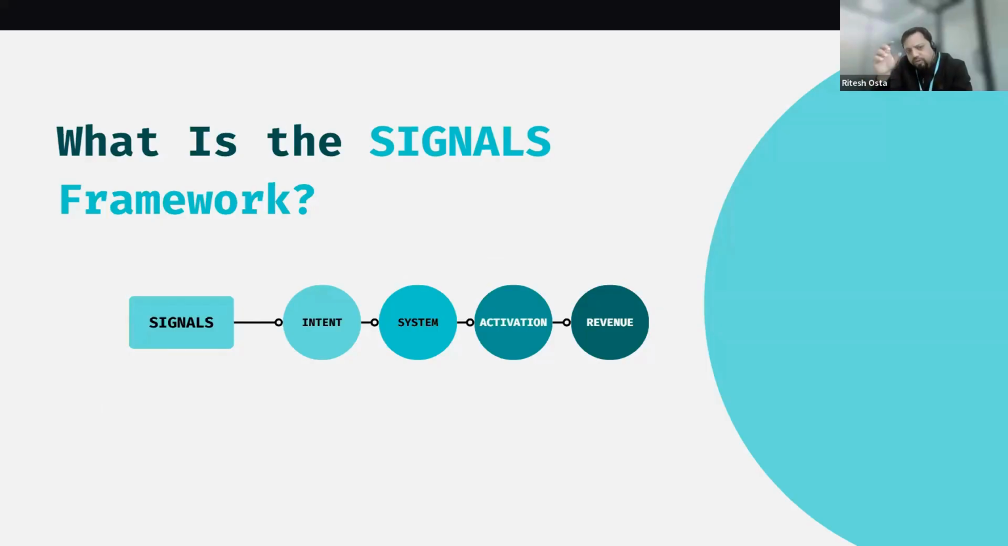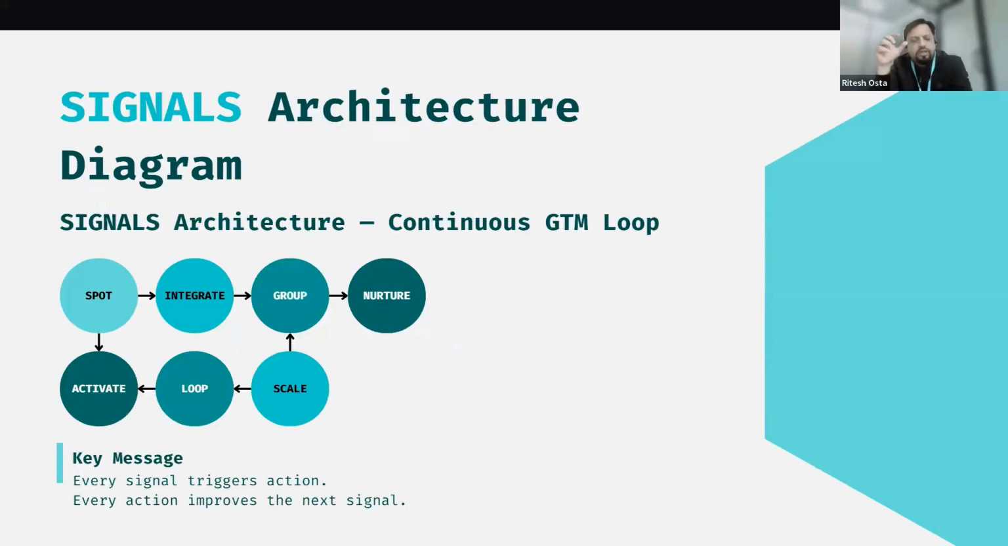And now we're going to go into how we do that, right? How the signal framework actually works, right? How we identify the intent and the signals, how we build the system, and how we do the AI-led outreach and paid ads and so on. So this is the signal architecture diagram.